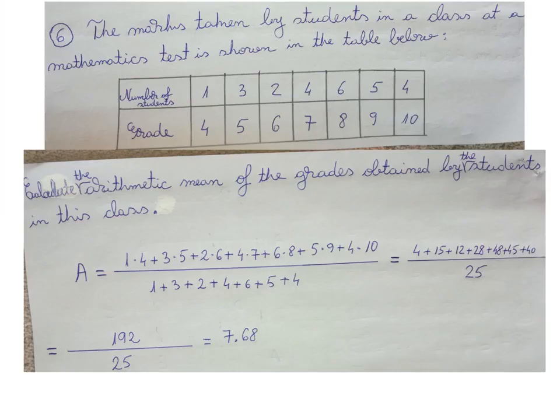The marks taken by students in a class at a mathematics test is shown in the table below. Calculate the arithmetic mean of the grades obtained by the students in this class. We multiply each grade by the number of students who have taken that grade and then make their sum, which we divide by the number of students in the class, and we obtain an answer of 7.68.